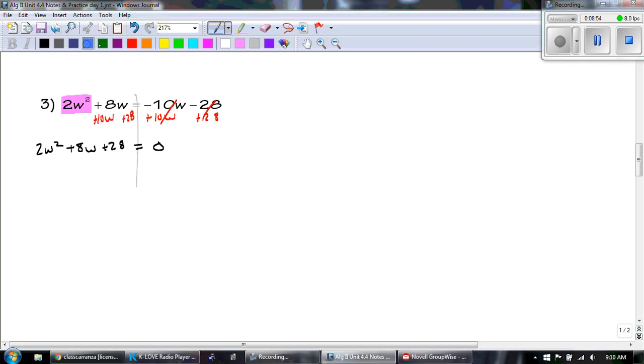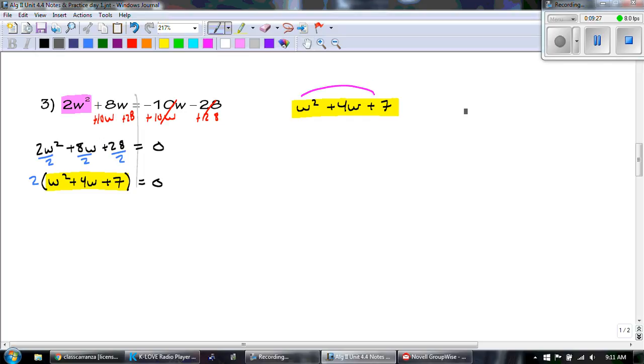Now, remember, you should always check, is there a GCF? And there is, it's 2. And I'm left with w squared plus 4w plus 7 equals 0. So what I need to factor, that's what I bring over. I don't need to bring over the 2. I already factored the 2 out. So we're looking for numbers that multiply to get to 7 and add to get to 4.